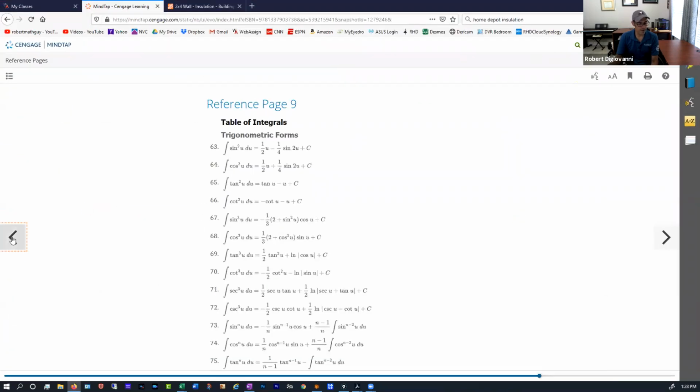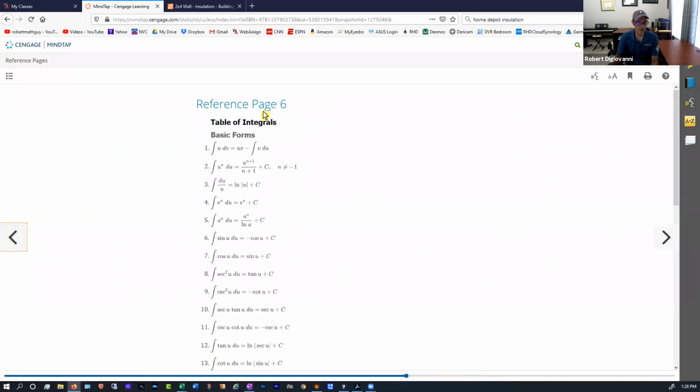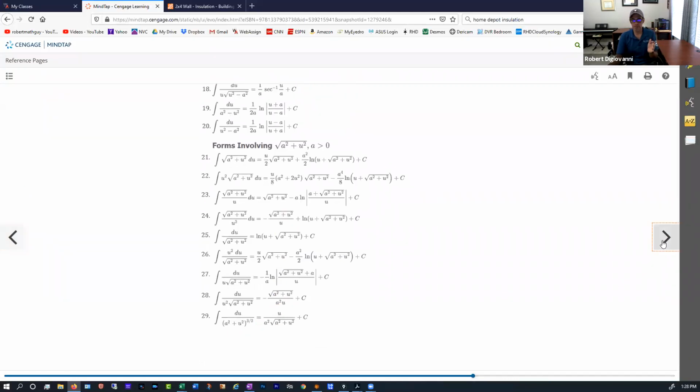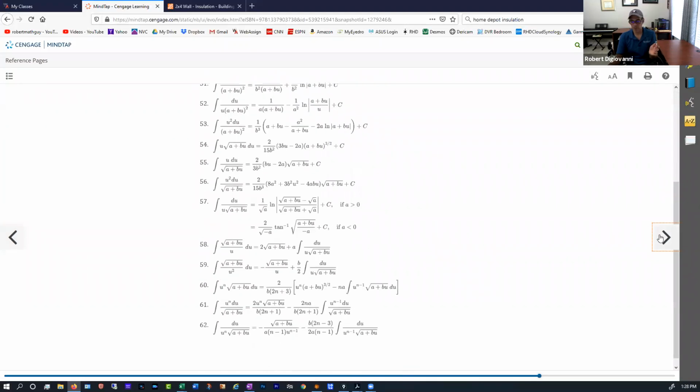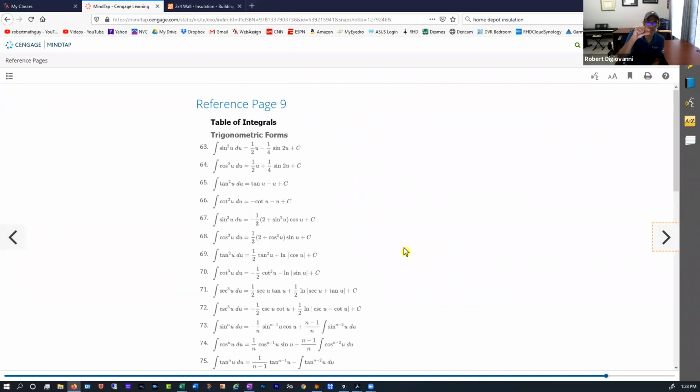So I'm going to flip back here to the page we stopped at. The last page I gave you was reference page 6, and it stops with formula 29. But there's another reference page 7, reference page 8, reference page 9, right? I've seen thick textbooks that have nothing but integral formulas in them. These formulas were made by mathematicians who were trying to make tables for people that needed to do integrals before computers came along.